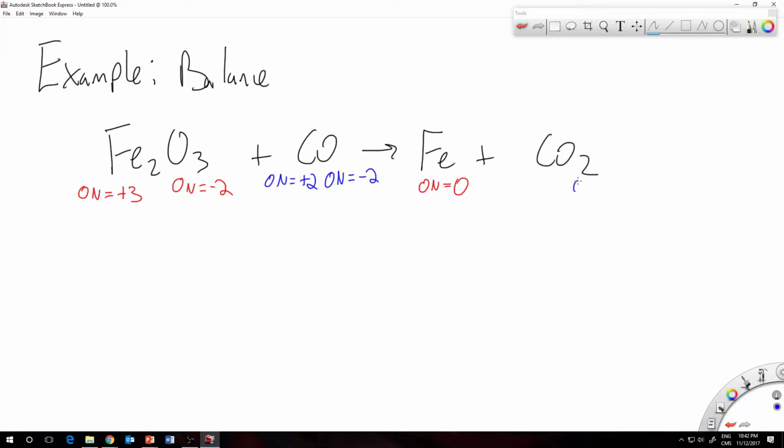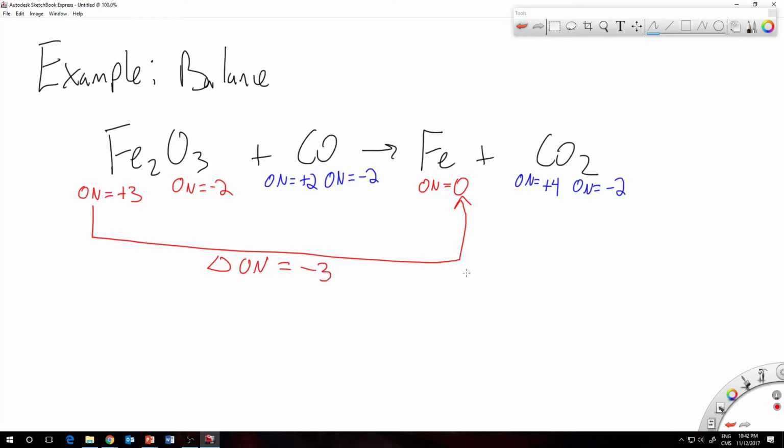And the oxygen here is still -2, but this time the carbon changes to a +4 because we have 2 oxygens with -2. The carbon must have a +4 then because carbon dioxide has 0 charge. All right, so now we know the oxidation numbers. So the ones that are changing are as follows. The iron is going from a +3 to a 0. So it has a total oxidation number change of -3.